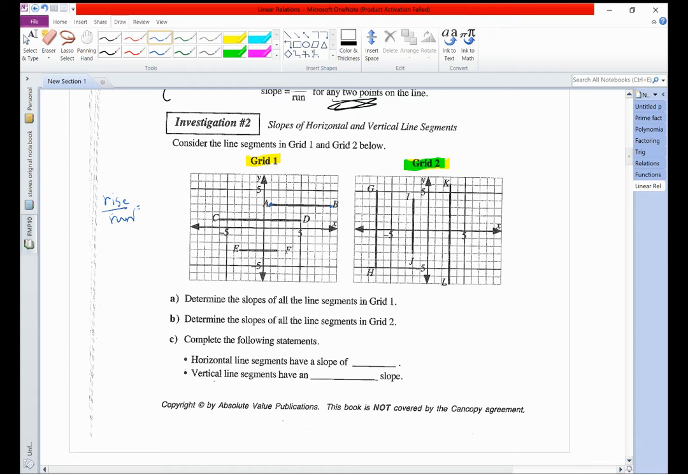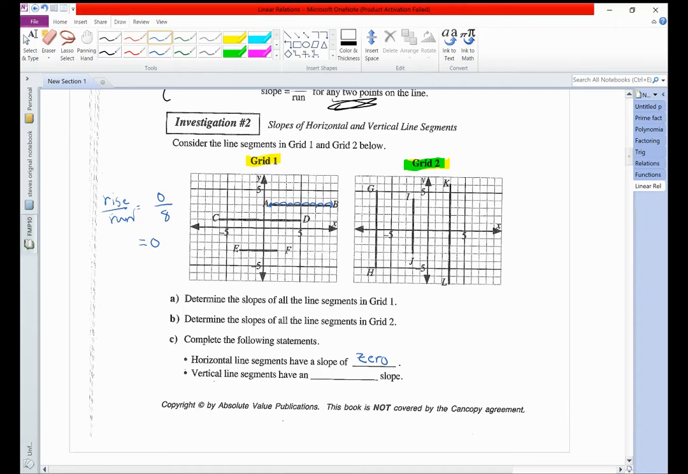Well, the rise is 0, right? We're not going to go up or down. And the run in this case will be 1, 2, 3, 4, 5, 6, 7, 8. It doesn't really matter what the run is. 0 divided by anything is just 0. So basically all horizontal lines, all lines that are completely flat, have a slope of 0. Hopefully that makes sense. The steepness is 0.